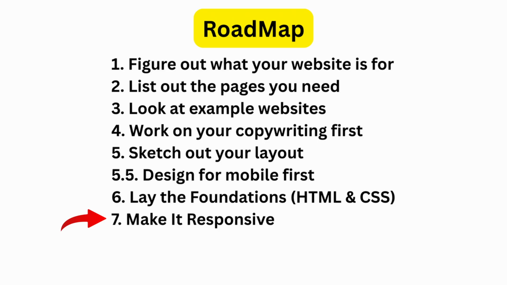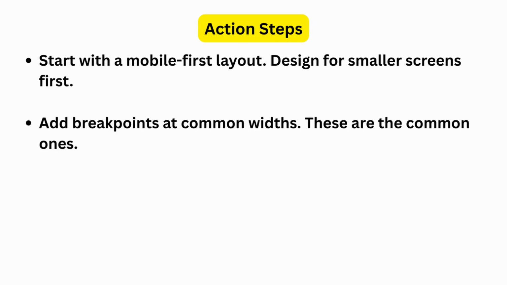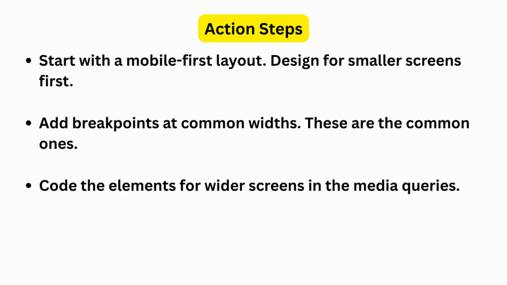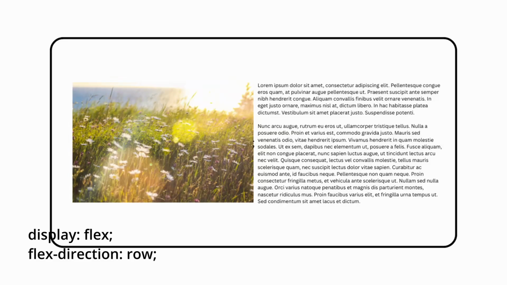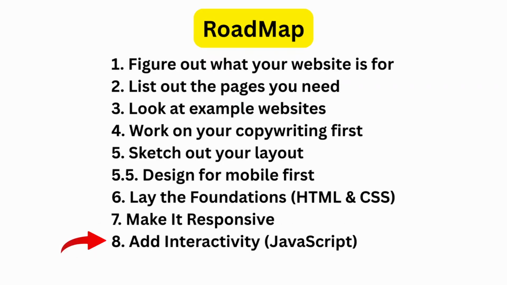Now you want the website to look good on all devices. This is where media queries, flexbox, and grid come in. So start with your mobile friendly layout. Design for smaller screens first. Add breakpoints at common widths. These are the common ones. Code the elements for wider screens in the media queries, like using flex direction column by default, but switching to row for larger screens. Then test it out on real devices if you can, not just by resizing the browser.